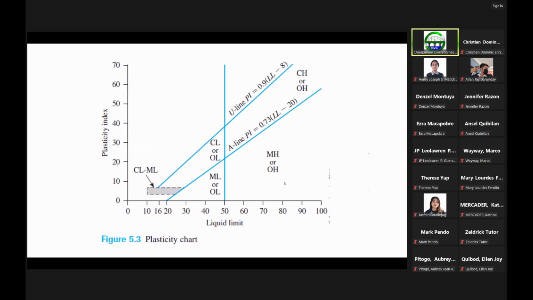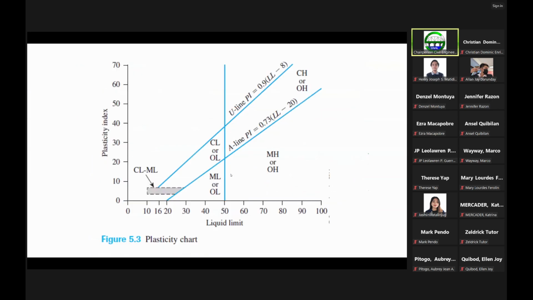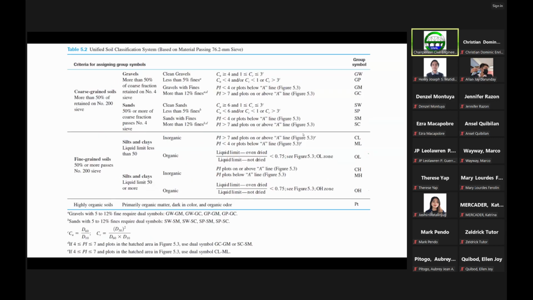This is again the plasticity chart, which we just discussed last meeting. So if the PI is less than 4 or plots below the A line, this one here, this is your A line, then we can call it, if you recall, M means silty. So we call it a silty gravel. That's GM, a silty gravel.